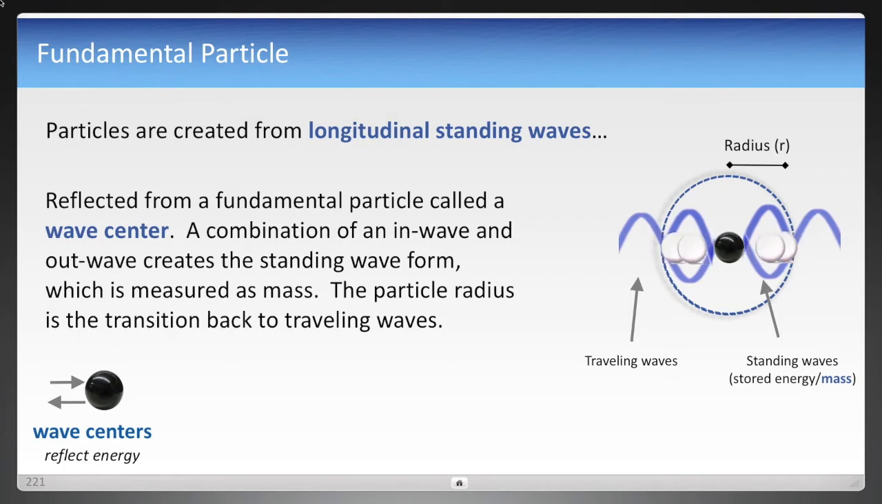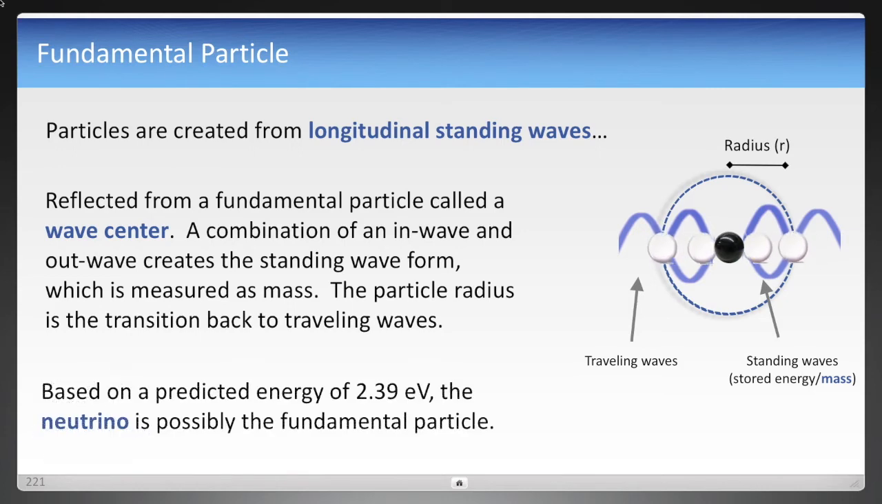So a wave center now reflects this energy, creating a standing wave, right? It's a combination of an in wave and an out wave. That is what forms standing waves. And the radius of a particle is now where it transitions back to traveling waves. Now, based on the predicted energy of a fundamental particle at 2.39 electron volts, it is possible that the neutrino is the fundamental particle, but throughout these videos it was just referred to as a wave center.